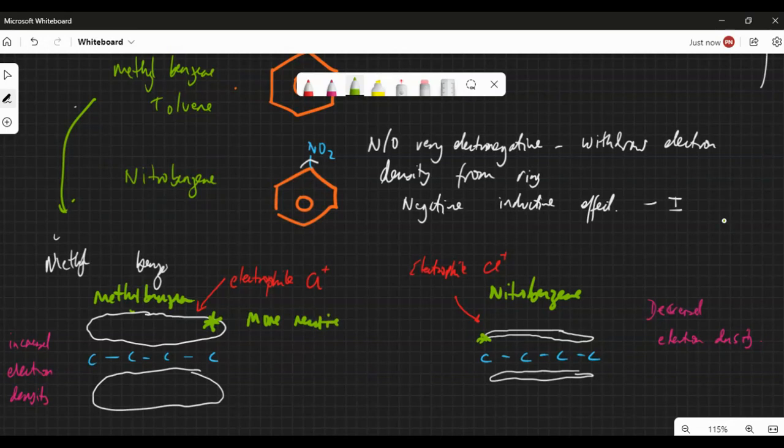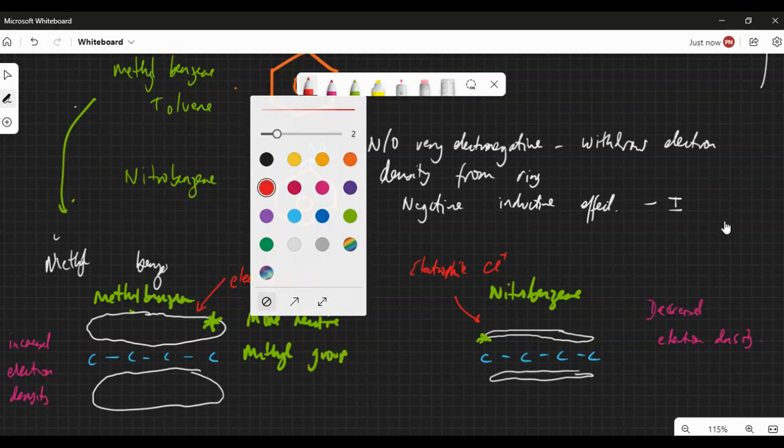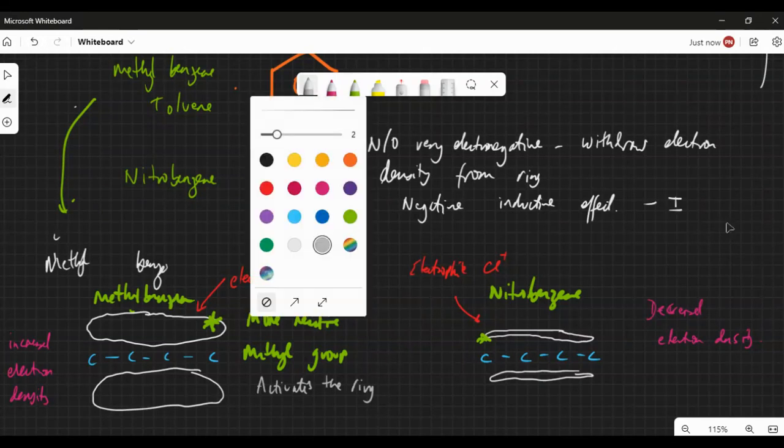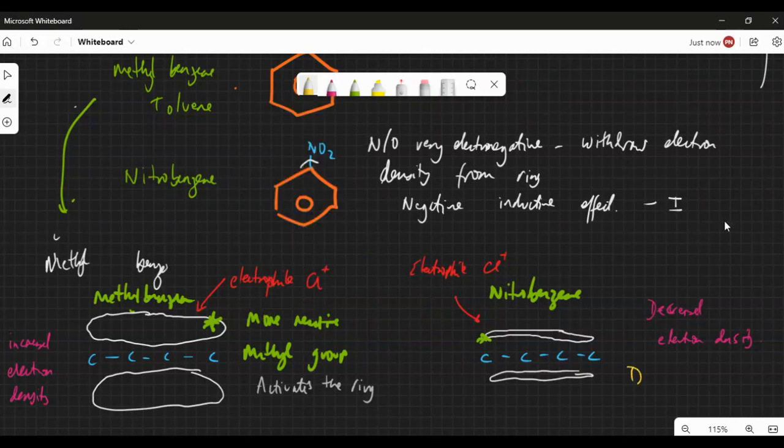We say the methyl group promotes the reaction, but we use a special word for that, and we say it activates the ring. In other words, it increases the reactivity. With something like nitrobenzene, it decreases the electron density, and therefore nitrobenzene tends to deactivate the ring.